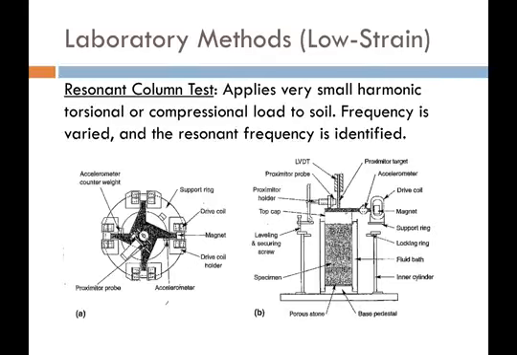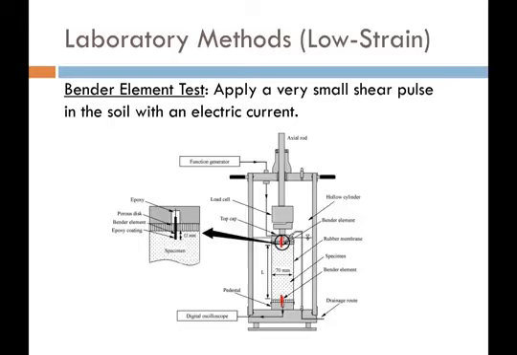Before I go on to the next test, let's talk a little bit more about this. So that shear pulse, because it's very, very small, we can measure the strains with great precision. The challenge, of course, is inducing very small strains in the lab. That's difficult to do mechanistically, but using these little teeny electric currents, we can get some very, very small strains induced into the soil.